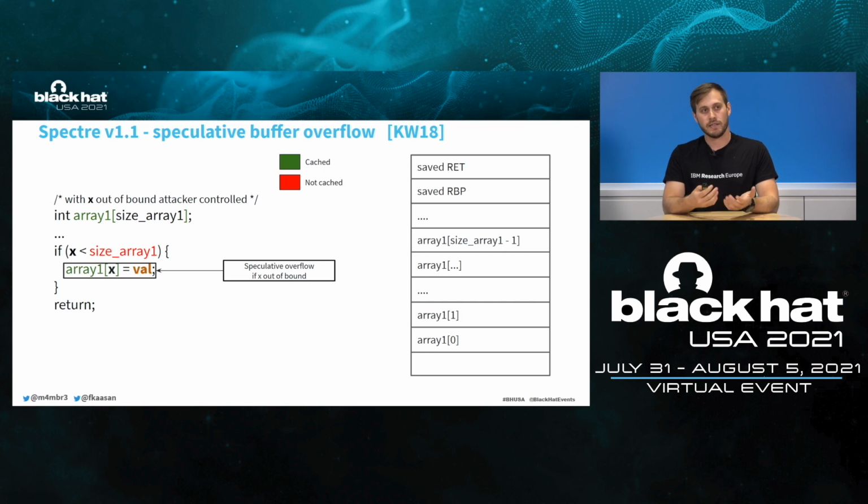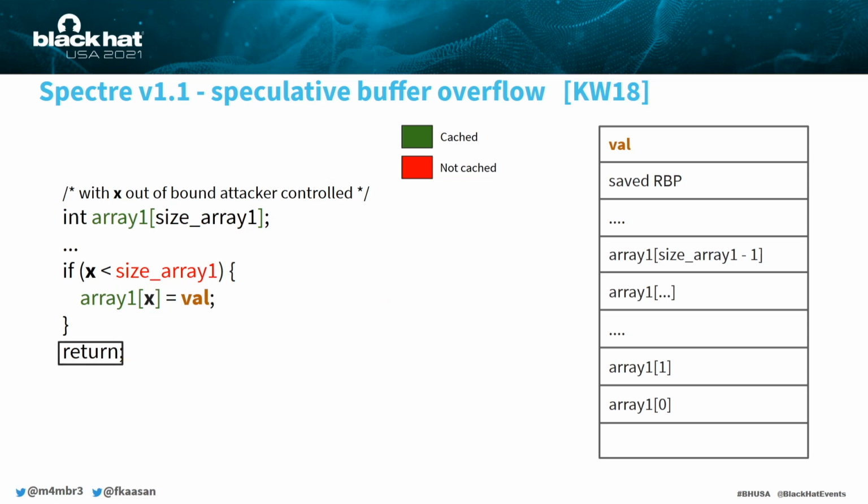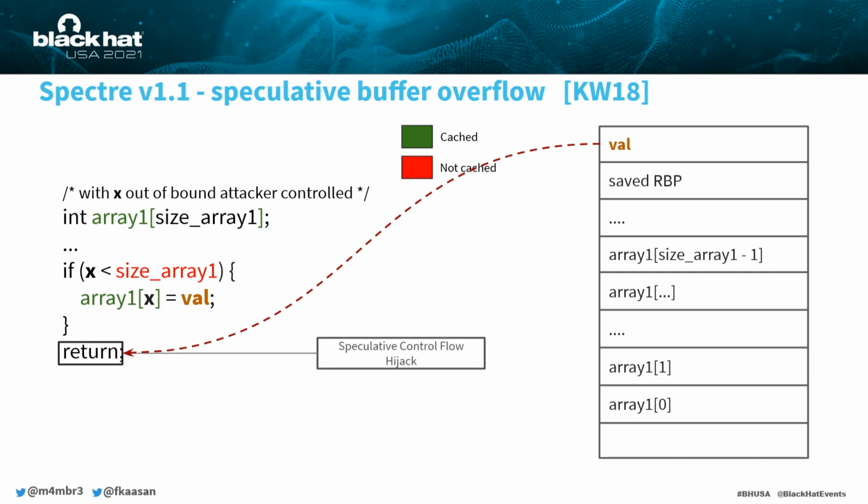As I said, X is under attacker control, and if you assume that the attacker is powerful enough to know where, for instance, the return value on the stack is stored, the attacker will be able to overwrite the return value. And if you assume that the speculative window is actually long enough to reach this return, the attacker will be able to perform basically a speculative control flow hijack using the value that was overwritten on the stack.